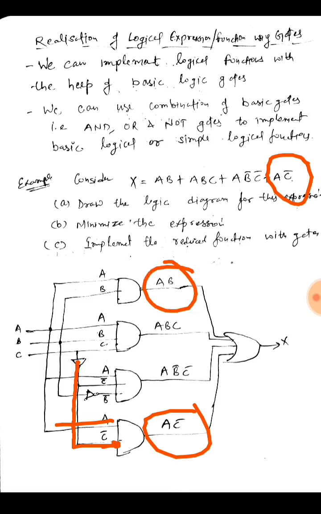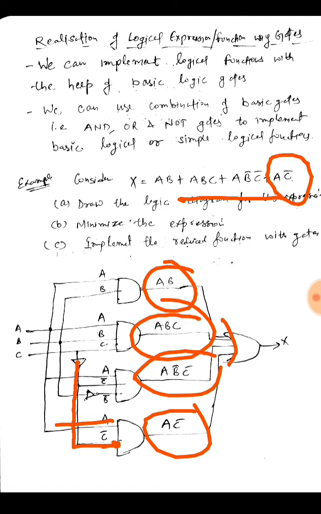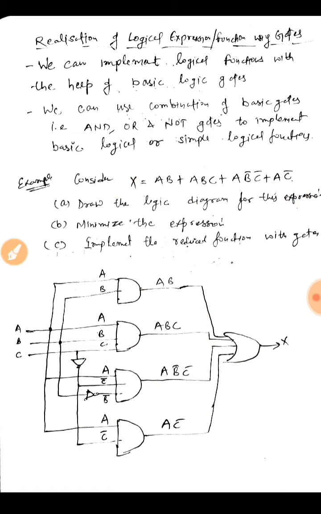So now, using these four AND gates, I have four product terms which I need to add. So I will provide them to an OR gate, which will provide the sum operation, the logical addition operation, and give us the output x, which is the sum of all these product terms. So this is how it can be implemented using gates.